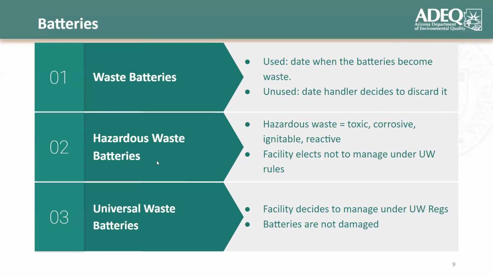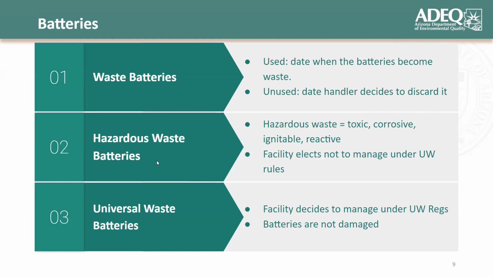Generation of waste batteries include a used battery becomes a waste on the date that it is discarded, for example, when it is sent for reclamation, or an unused battery becomes a waste on the date the handler decides to discard it. Waste batteries that are in good condition can be managed under the Universal Waste Regulations.